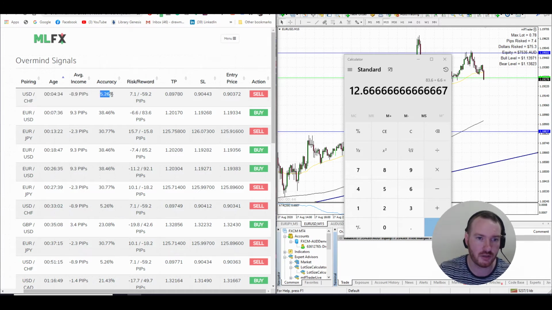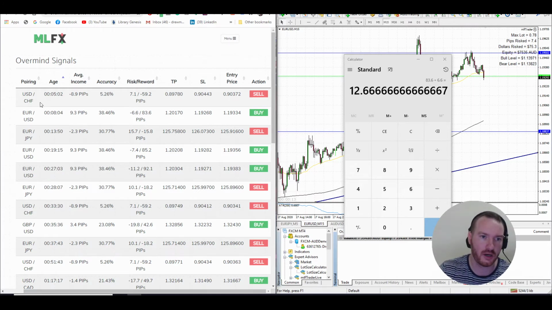So this is a very, very poor accuracy of 5.2%. But what that means is it's likely always going to have a very, very high risk reward in your favor. So the reward's going to be very large, and the risk is going to be very low. And this is actually a bad example here because it has an average income of negative 8.9 pips, which means on average for every trade it takes, it loses 8.9 pips.